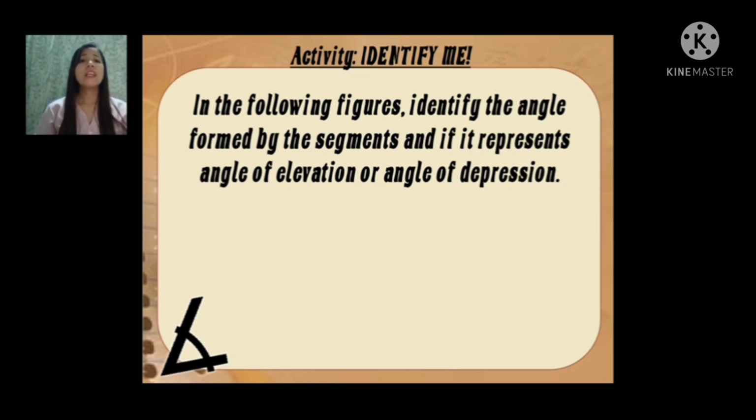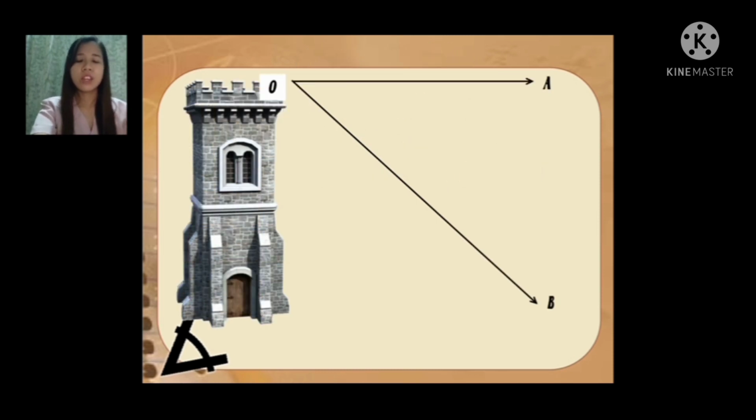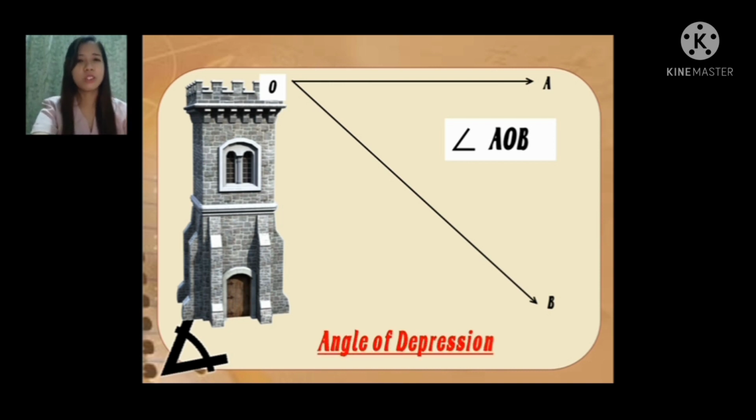Now, let's do this activity together. Identify me. In the following figures, identify the angle formed by the segments and if it represents angle of elevation or angle of depression. We have here the first figure. What is the angle formed? That is angle AOB or angle BOA. Is it an angle of elevation or an angle of depression? Yes, it is an angle of depression.